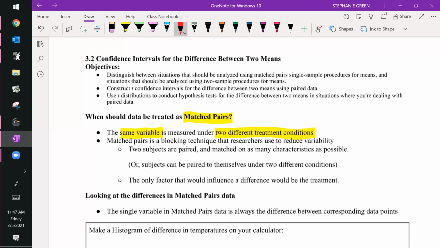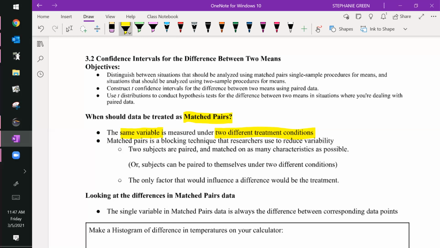A lot of times we measure something before and after they take a certain product, or before and after they have a certain class. So the before would be one treatment, no treatment. The after would be after the actual treatment is imposed. And then matched pairs is called a blocking technique, if you remember that, and we use it to reduce variability.